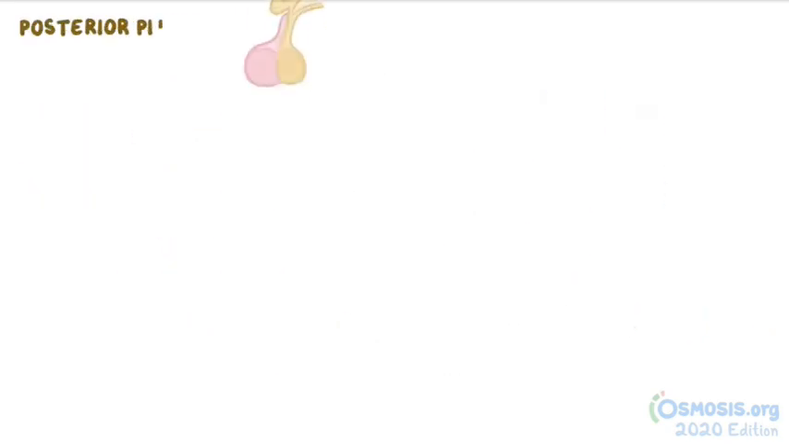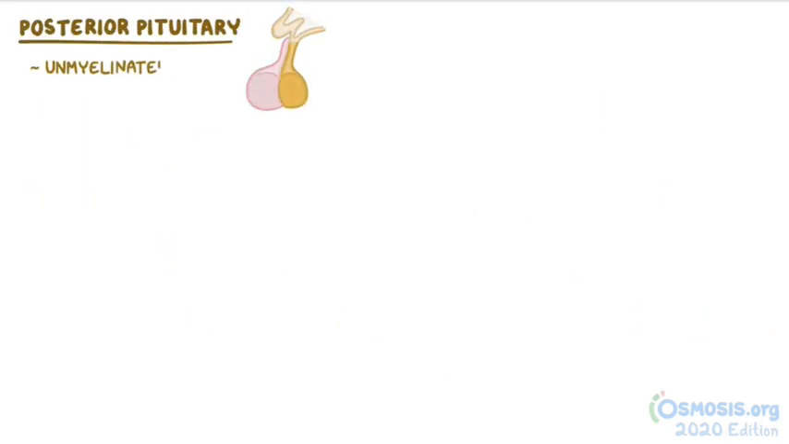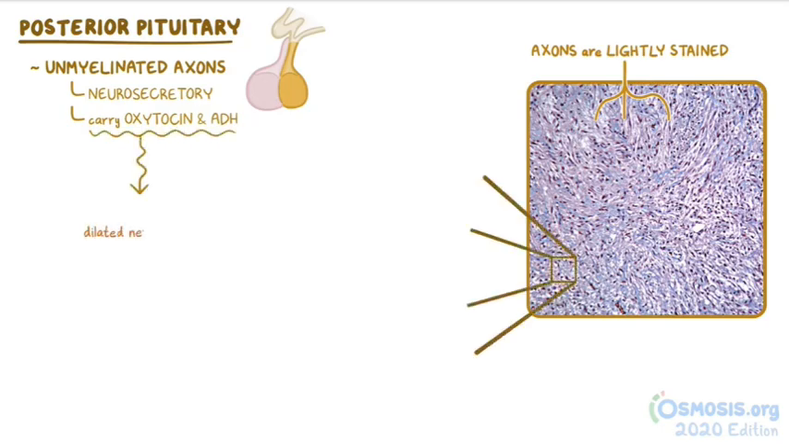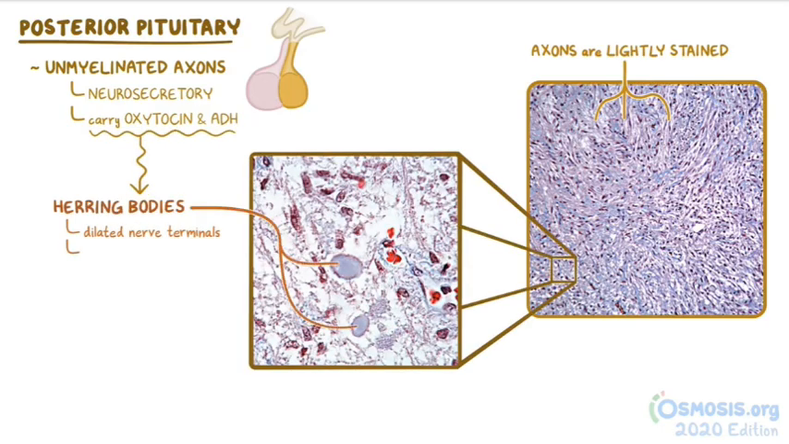Let's move on to the posterior pituitary, which consists mostly of unmyelinated axons with neurosecretory activity. These axons can be seen throughout the image as the lightly stained portions of the tissue. The axons carry oxytocin and antidiuretic hormone, or ADH, from the hypothalamus down to their dilated nerve terminals called Herring bodies, which are neurosecretory bodies. The Herring bodies release either oxytocin or ADH, which is carried away by nearby capillaries. Also seen more clearly in this image are the highly branched pituicytes, which are the supporting glial cells.